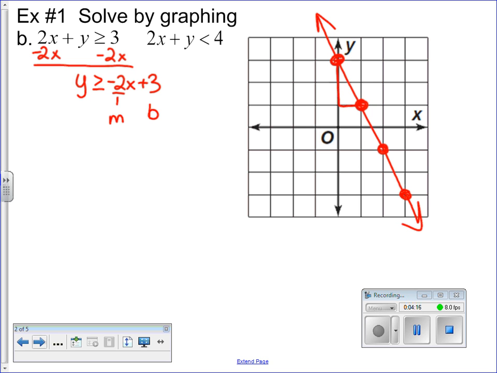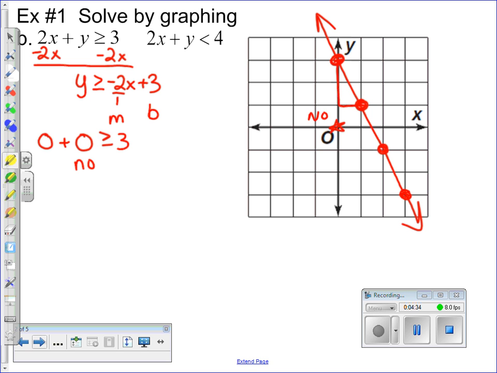Now to shade, don't forget to check 0, 0. 0 in for x, 0 in for y. Is that equal to or greater than 3? I don't think 0 is greater than 3, so that's a no. So don't shade over top of the star with your first line. So shade away from the star on the other side. Okay, that's the first line.